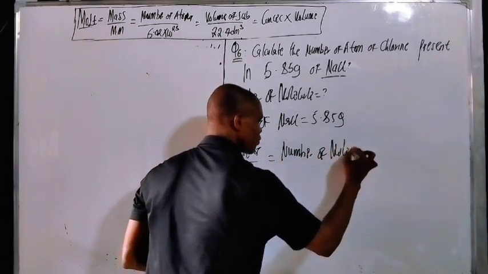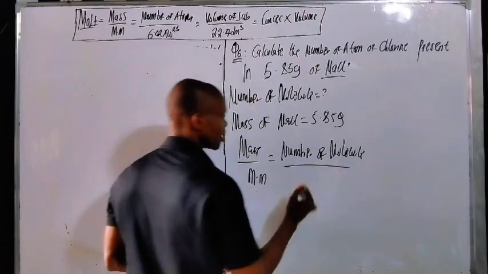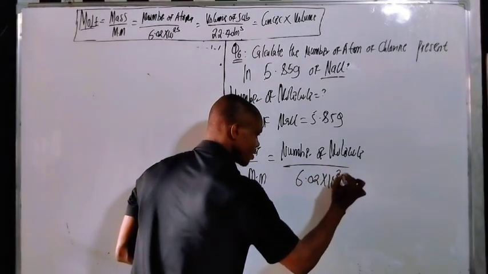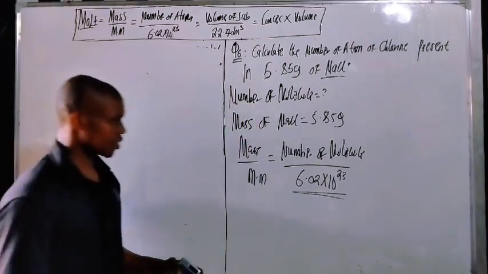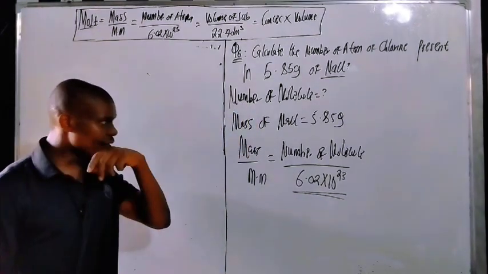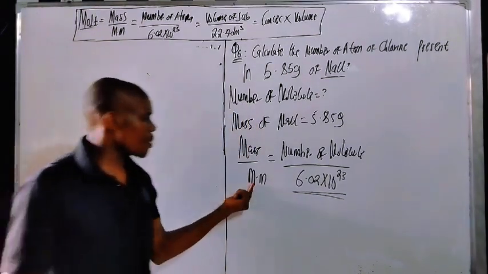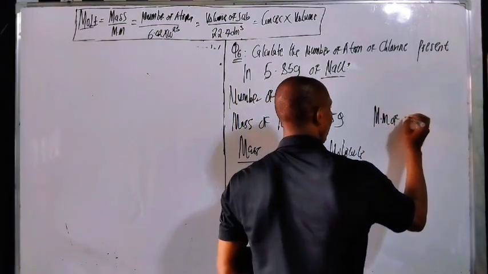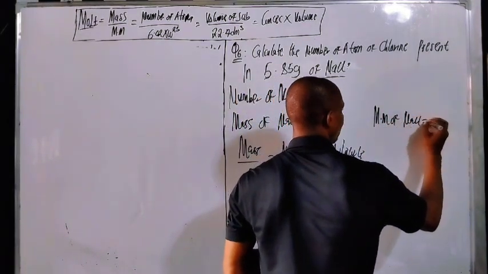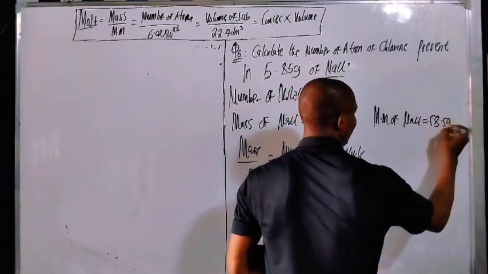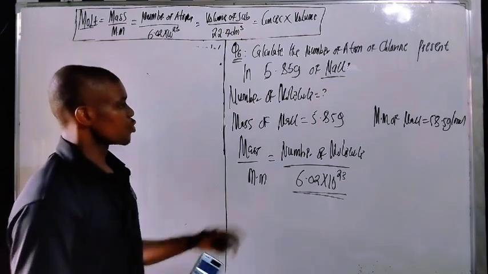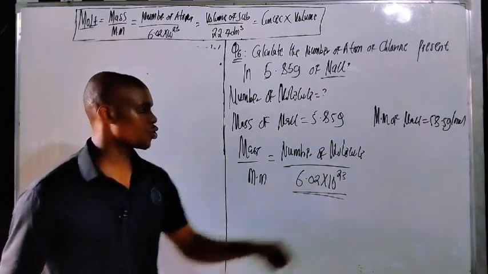molecule. We are calculating numbers of molecule first, right? Over 6.02 exponential 22, which is the Avogadro's constant. This is that. So the goal here now, going by the molar mass of NaCl is 58.5 gram per mole, right? 58.5 gram per mole. So if I should make this one the subject of the formula here.